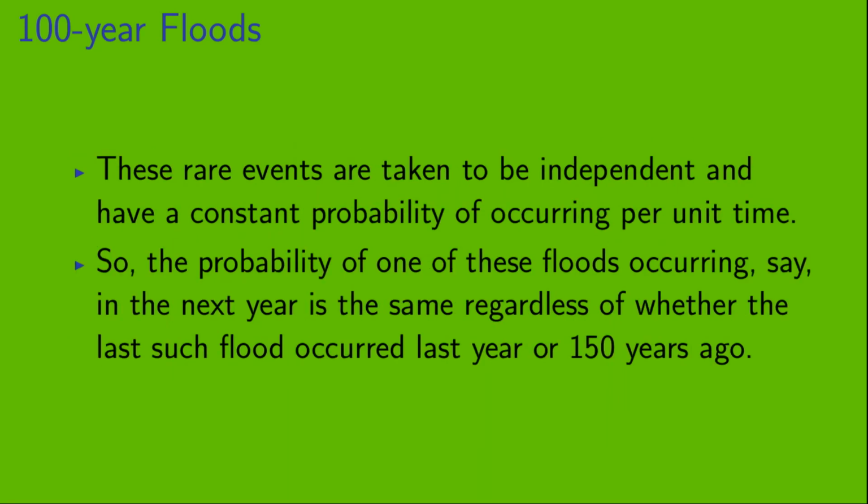These rare events are taken to be independent and have a constant probability of occurring per unit time. So the probability of one of these floods occurring, say, in the next year is the same regardless of whether the last such flood occurred last year or 150 years ago.